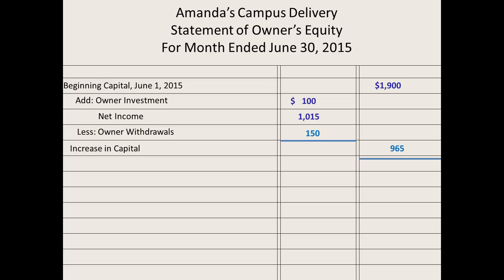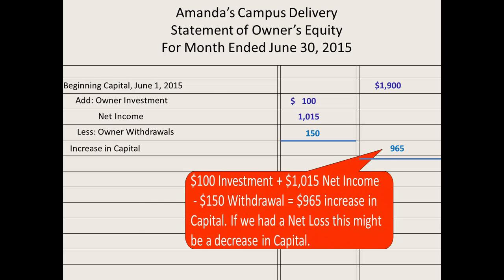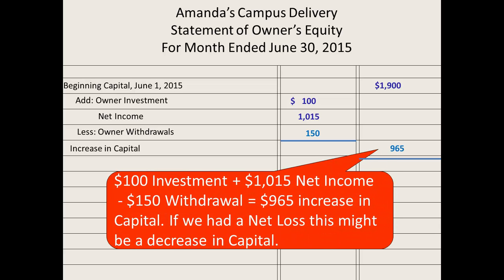I'm going to add and subtract those, so I'm going to add the 100, add the 1015, and subtract the owner withdrawals of 150, and that gives me 965. But it's still a positive number, so it's still going to increase owner's equity. And so I have my label over to the left. It says increase in capital. If it was a negative number, I would say decrease in capital. This is increase in capital.